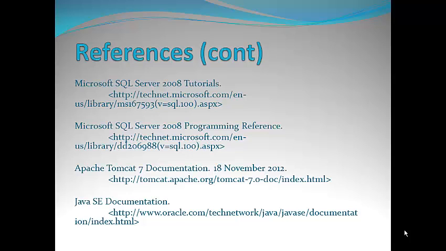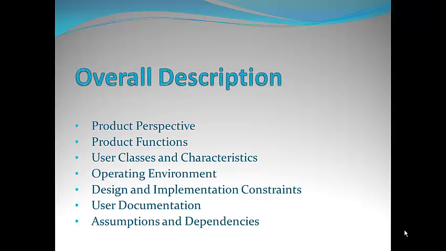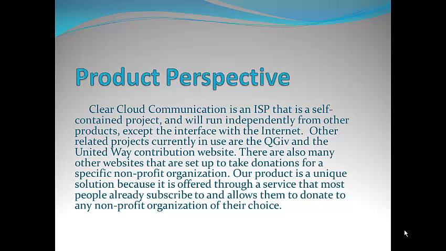To give you an overall description of the product, I will cover product perspective, product functions, user classes and characteristics, operating environment, design and implementation constraints, user documentation, and assumptions and dependencies. To start, I will give you a perspective of our product. Clear Cloud Communication is an ISP that is a self-contained project. It will run independently from other products, and it will use an interface with the internet.